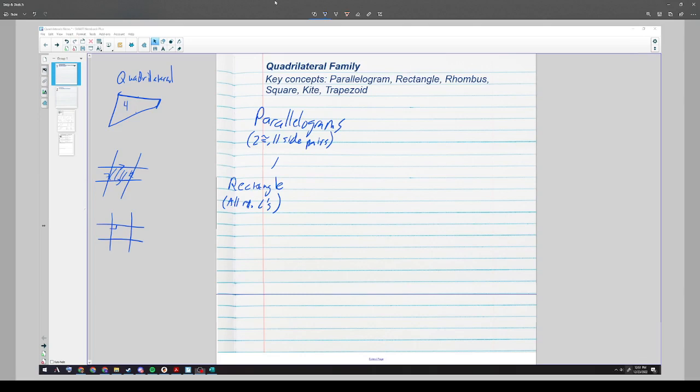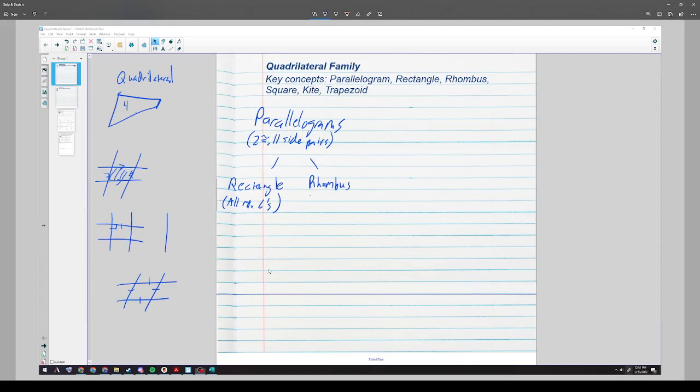A different way we could go, instead of squaring up these lines and making them right angles, is to make it so that we have all of these sides equal in length. So let's go back to just two parallel lines. And now we're going to set all four of these lines equal. What we get then is a shape called a rhombus.